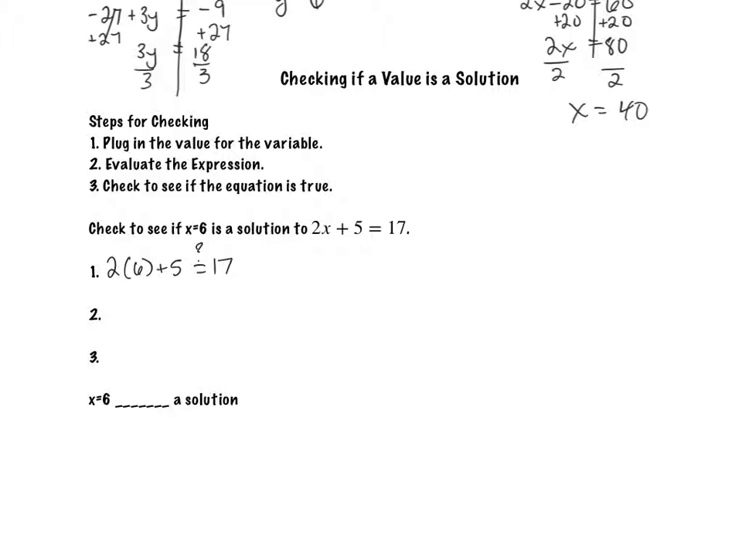So I'm just going to do my order of operations. 2 times 6 gives me 12. Still have that plus 5 there. So I evaluate it and finish it. So I know, is 17 equal to 17? Yes, right? So you can say x is a solution. That's all that means.